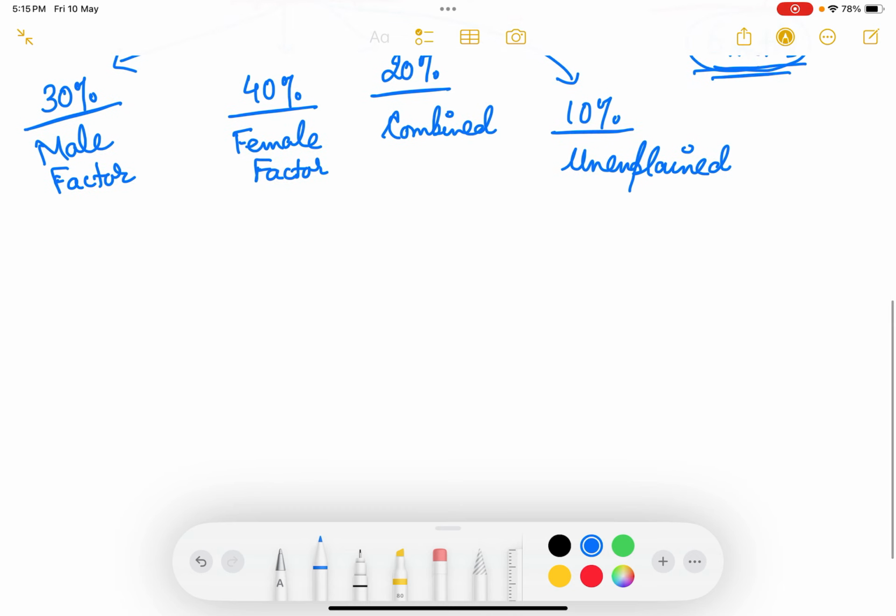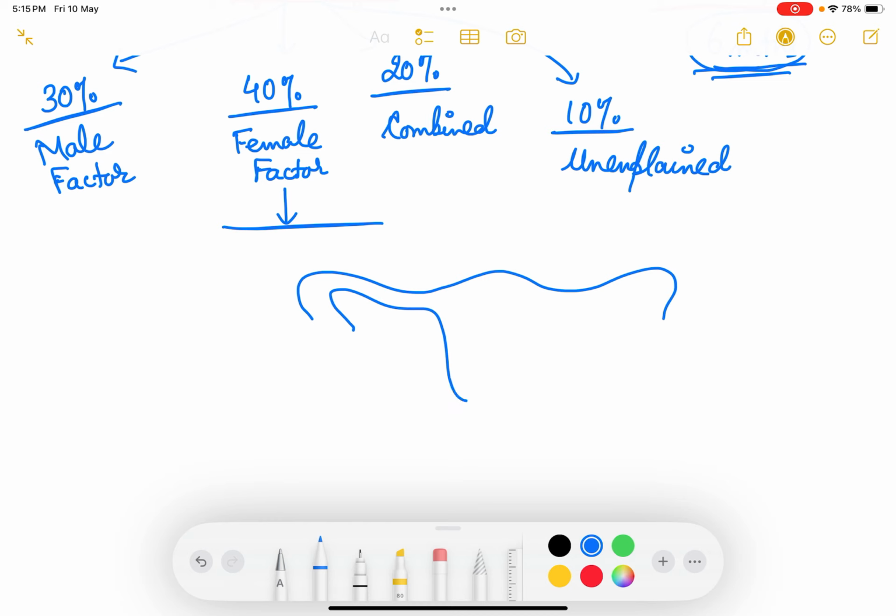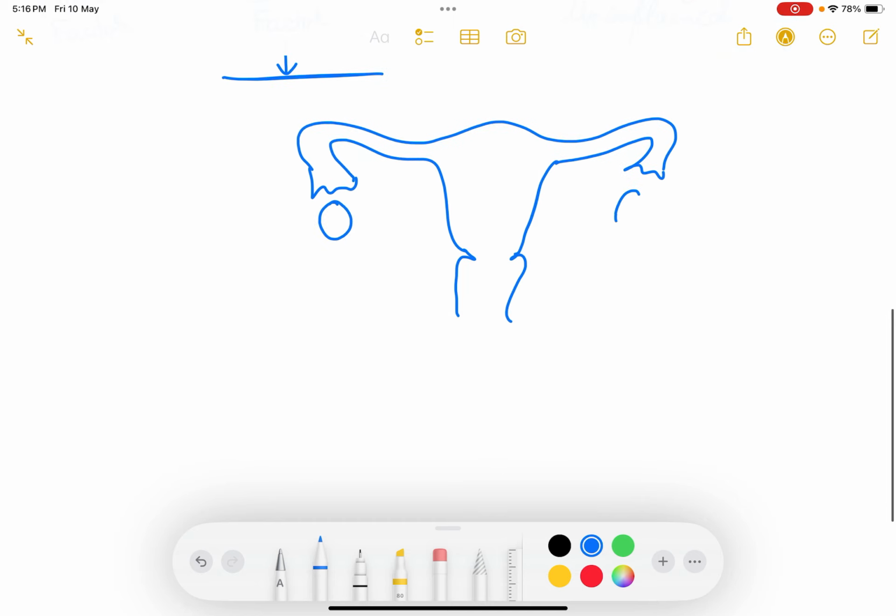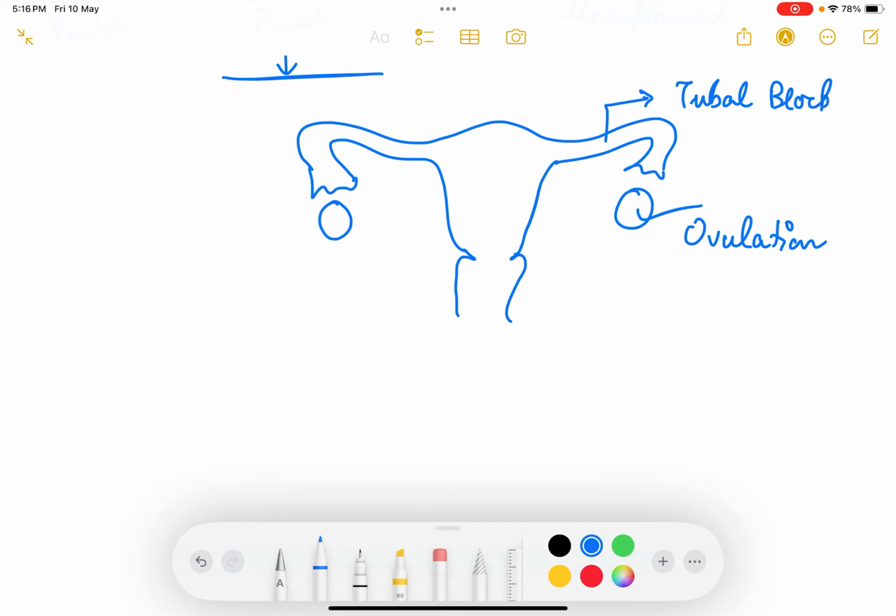Now coming to the female factors. In female factors, what are the factors which can lead to female infertility? If we consider this diagram, which we draw every time to explain everything, the defect can be at the level of the ovaries. There can be an ovulation defect, that is, ovulation is not taking place. Then there can be tubal block. Bilateral fallopian tube block can be there, and this will lead to the sperms and the ova not traveling from one side to the other.